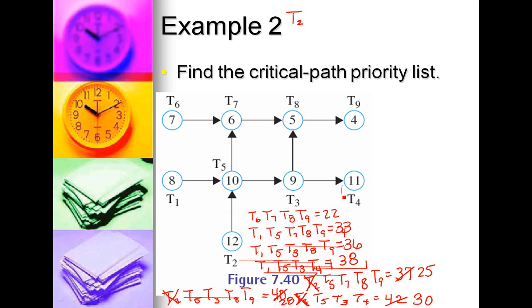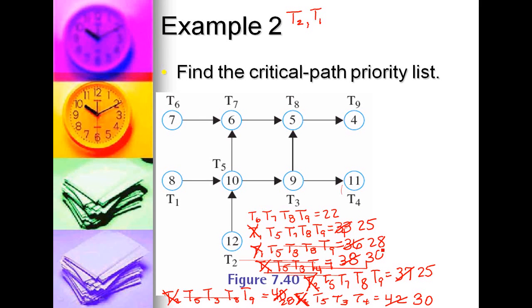Then if we look again, 38 is the largest. The head of that is T1. So T1 goes next on our list. So everywhere we have a T1, we want to eliminate T1. T1 had a length of 8. So that brings us down to 25, 28, and 30.